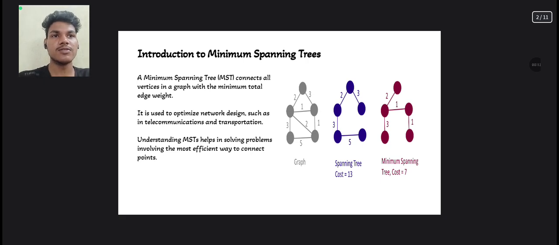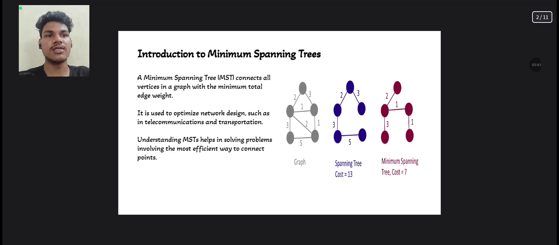Introduction to minimum spanning tree. A minimum spanning tree is shortly denoted as MST. It connects all vertices in a graph with the minimum total edge weight. Here we can see the graphs. This spanning tree costs 13, the least count here is 13.